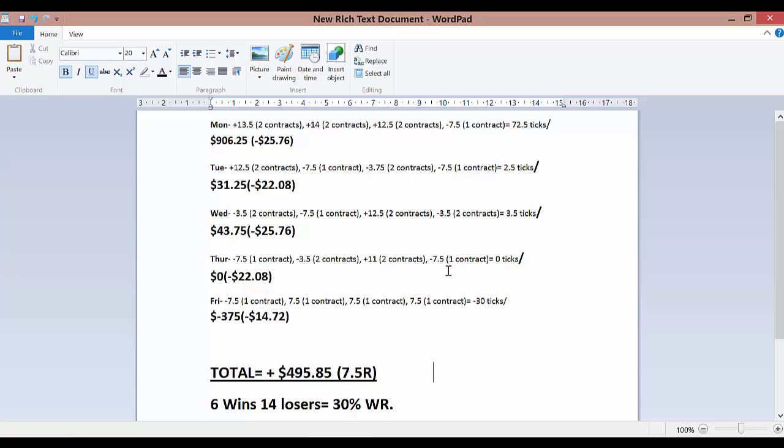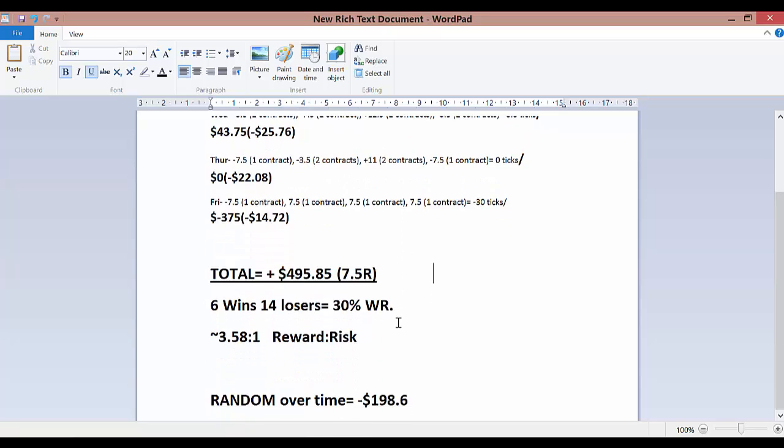Then we lost here again, 7.5 on 1 contract, so we ended up with $0 gross minus commissions. And then on Friday, 4 straight up losses on 1 contract for minus 30 ticks on 1 contract minus these commissions. Now the net total, and bearing in mind, as we're going to go through, random over time is minus spread minus commissions per trade. So minus spread minus commissions multiplied by the number of trades, i.e. 20 in this case, gives us minus 198.6.